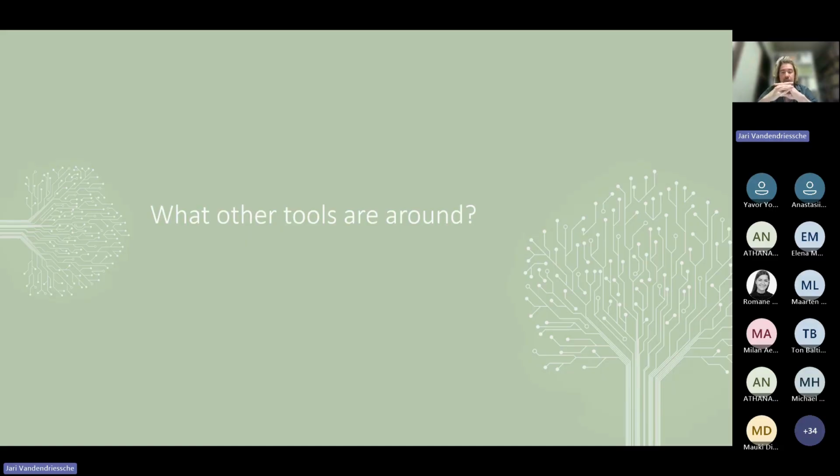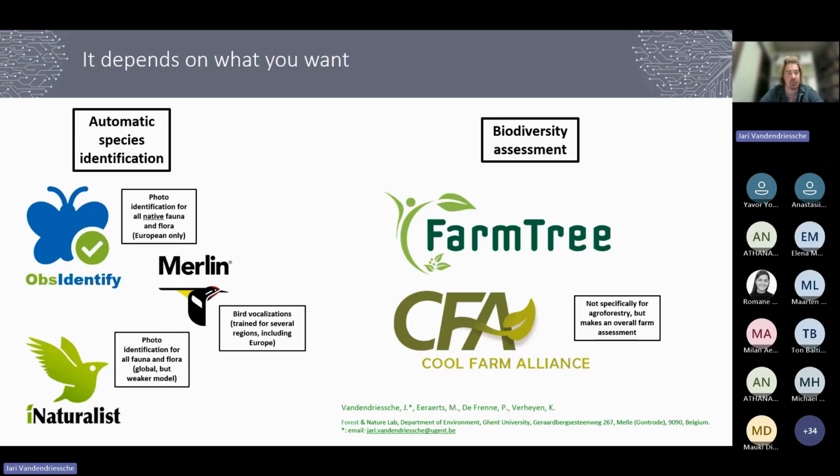Now, of course, we really want to give an overview of what kind of tools you have around for estimating biodiversity levels in your own agroforestry system. So what other tools are options as of yet? That depends a bit on what you really aim for. If you really aim to identify what species you have on your farm or your field, you can have a look at, for example, Identifier, which is a photo identification app, which is very good within a European scope.